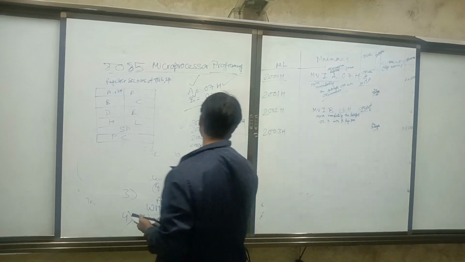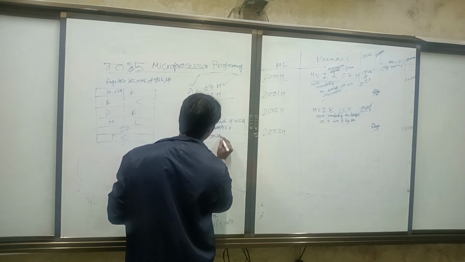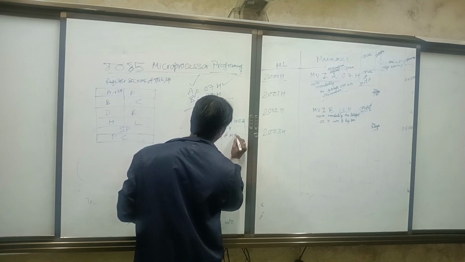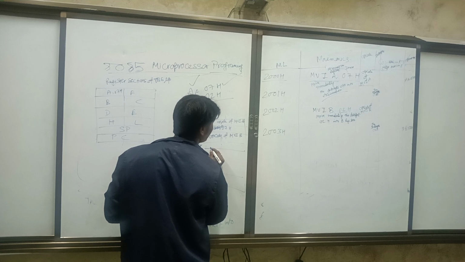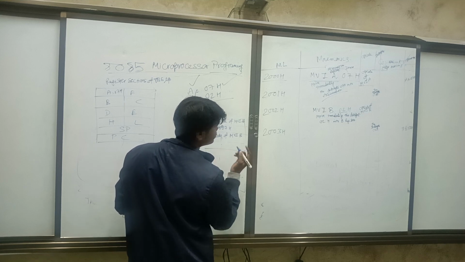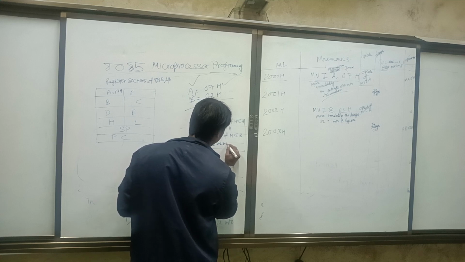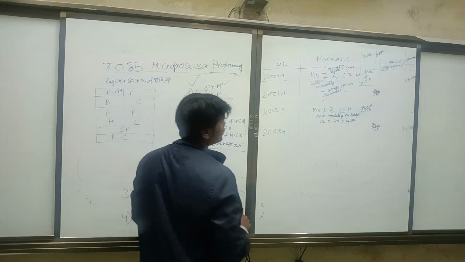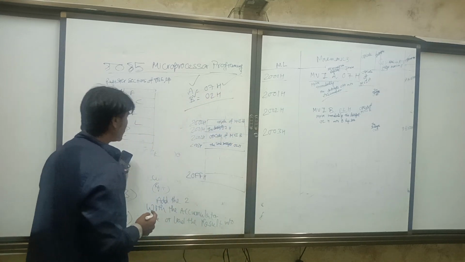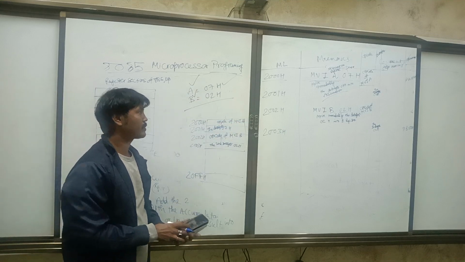So that means in 2002H is the opcode of MVI B, and in 2003H this will be the second data byte. Obviously, that is 02H. Right, so we got our two data bytes. Now we can do the addition operation.